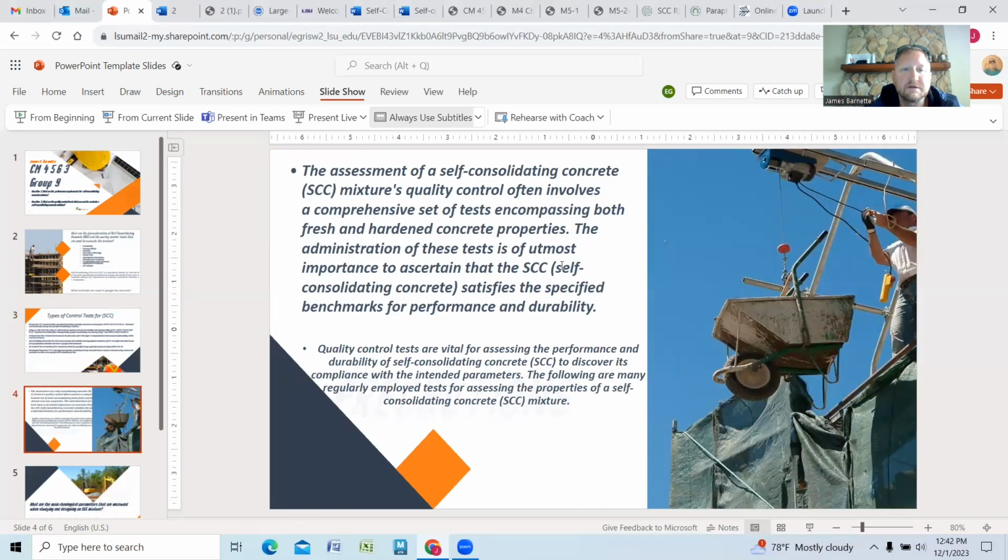The assessment of self-consolidating concrete mixtures quality control often involves a comprehensive set of tests encompassing both fresh and hardened concrete properties. The administration of these tests is of utmost importance to ascertain that the SCC, self-consolidating concrete, satisfies the specified benchmarks for performance and durability. Quality control tests are vital for assessing the performance and durability of self-consolidating concrete to discover its compliance with the intended parameters. The following are many regularly employed tests for assessing the properties of a self-consolidating concrete mixture.